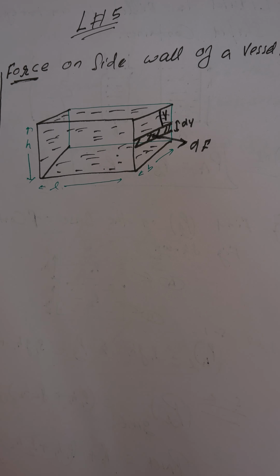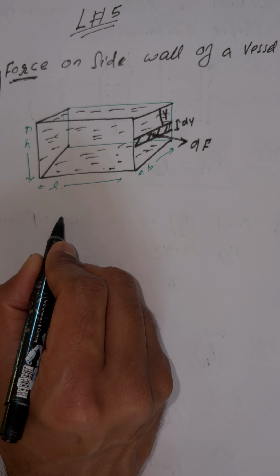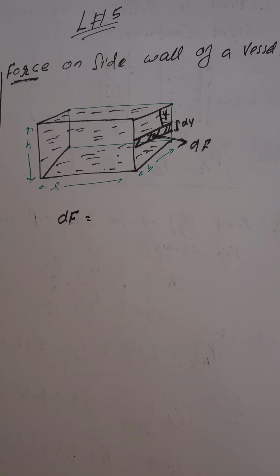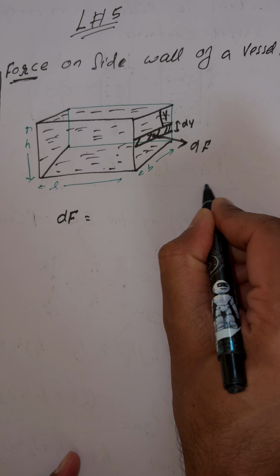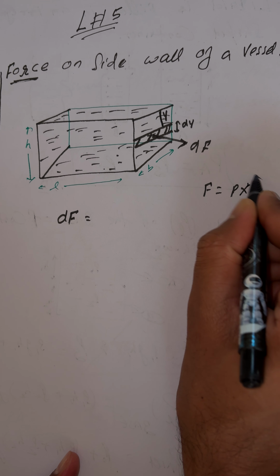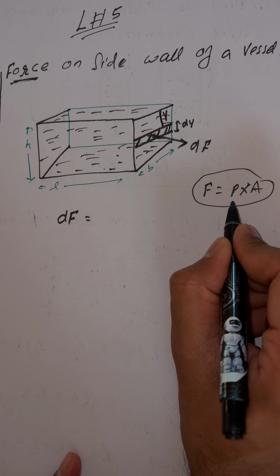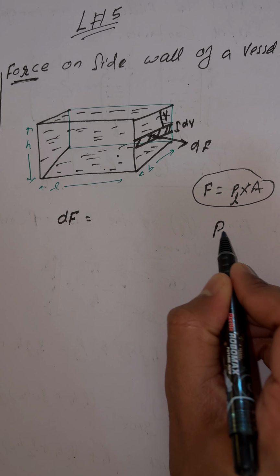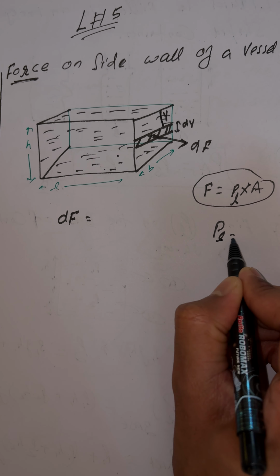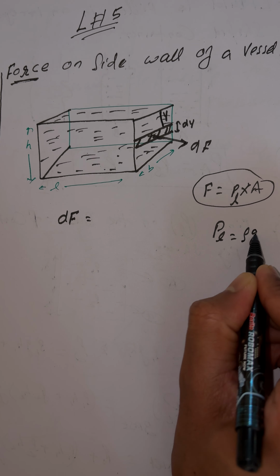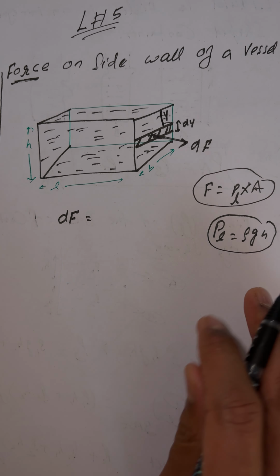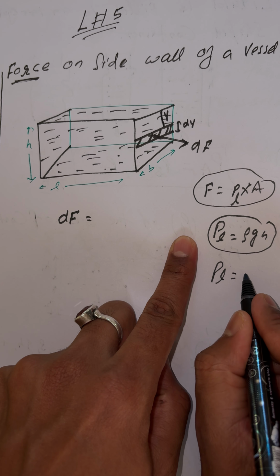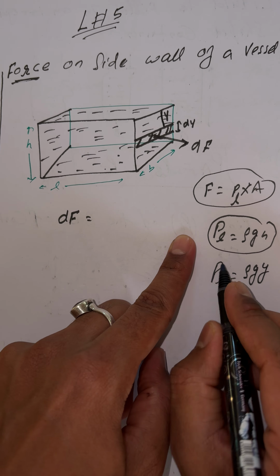Students, you know force we can write as pressure times area. So students, I am going to write this as the magnitude of dF. Here I'll use the formula force equals pressure times area. So what is the pressure here? Pressure due to liquid, as I said just now in previous lecture number 4: rho g h. Students, what is the height over here? This is y. So the pressure due to liquid, my dear, is rho g y.